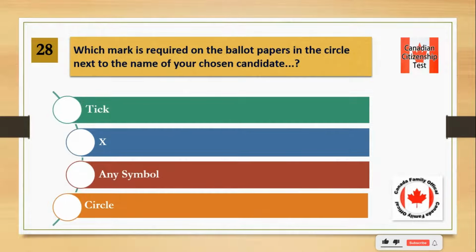Which mark is required on the ballot papers in the circle next to the name of your chosen candidate? Number 1, tick. Number 2, X. Number 3, any symbol. Number 4, circle. And the answer is X.